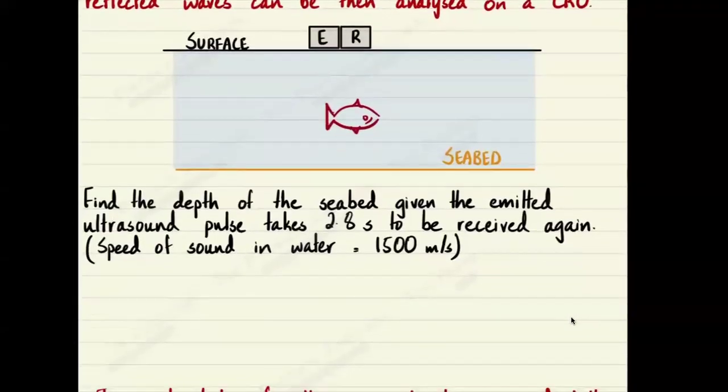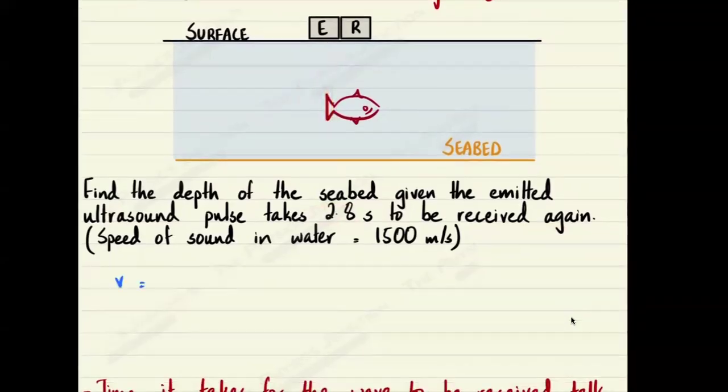So the question, for example, in this case says, find the depth of the seabed given the emitted ultrasound pulse takes 2.8 seconds to be received again. So if it takes 2.8 seconds to go and then to come back, so this is basically echoing, I can use that formula, v equals 2d over t.